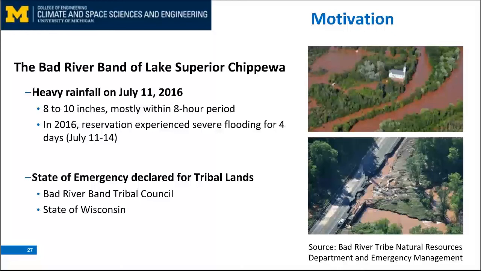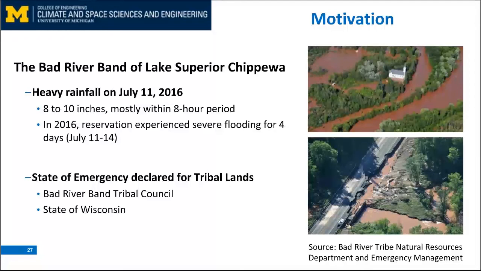The particular work I'm going to be talking about today, actually the motivation for that was a number of years ago. The Bad River Band of Lake Superior Chippewa in northern Wisconsin experienced a very heavy extreme rainfall event on the 11th of July back in 2016. There were a series of thunderstorms that moved over the exact same area, producing on the order of 8 to 10 inches of rain, mostly within an 8-hour period, though the event actually lasted longer than that, and they experienced severe flooding during the days following that.